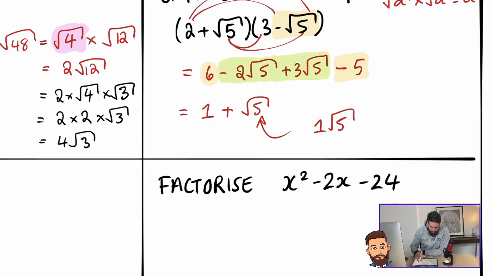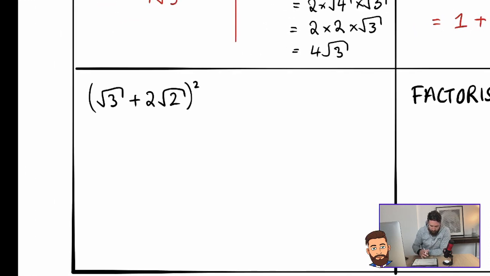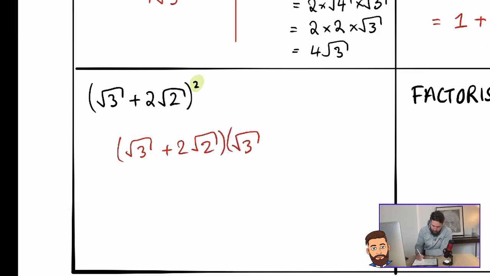Okay, moving on to the bottom left. Very similar to the last question. You should realise squared means that I need to write this bracket out twice because I need to times this by itself. And we're going to use the same method, root 3 times root 3. So there's a lot more laws that we need to implement here. Root 3 times root 3, well, it's the same surd times together, so the surd cancels, so 3.